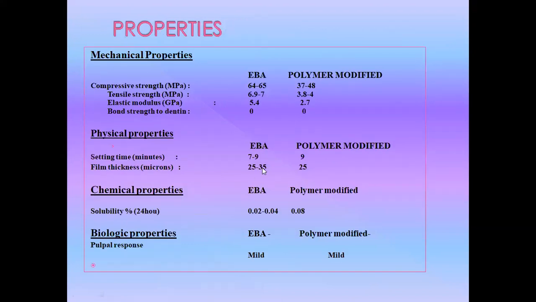See here, the compressive strengths for EBA and polymer modified ZOEs. For EBA, the compressive strength is high, like 64 to 65, and for polymer modified ZOE, it is 37 to 48. Tensile strength is 6.9 to 7 for EBA, and for polymer modified, it is 3.8 to 4. For elastic modulus, it is 5.4 to 2.7. Bond strength to dentin is 0 for both. They don't bond to dentin because they're not chemically bonding cements.